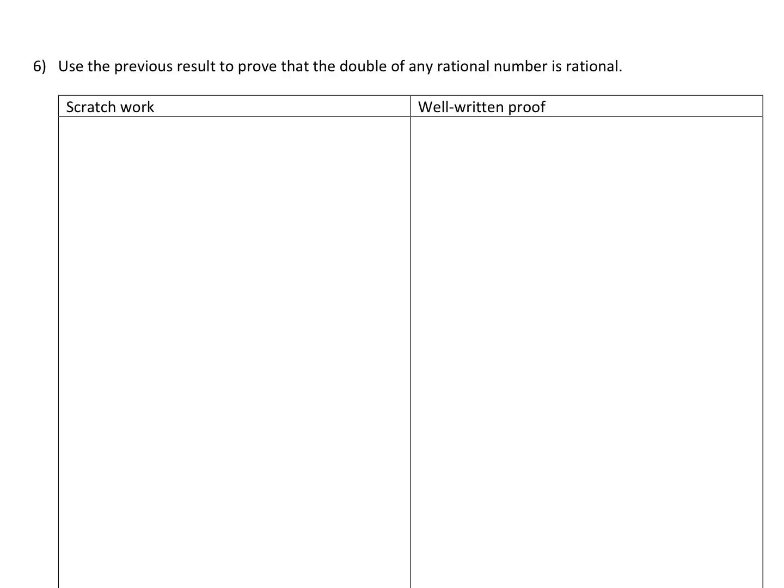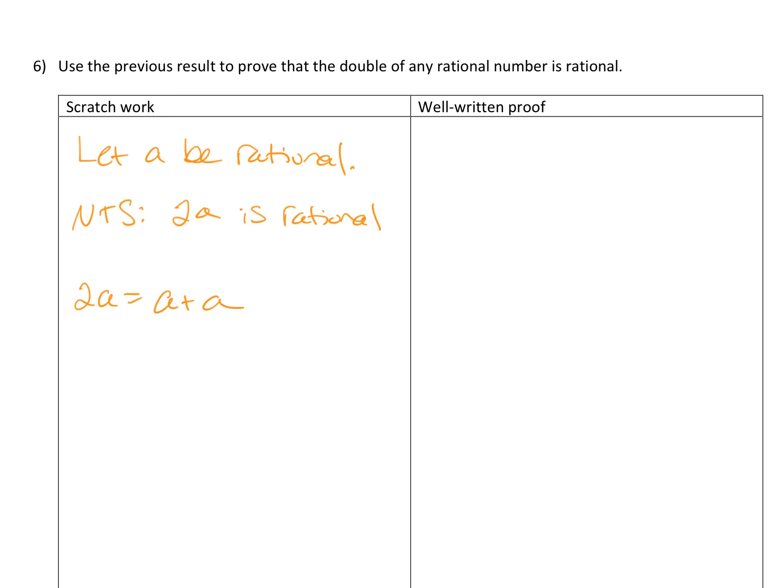Use the previous result, the one we just proved, to prove that the double of any rational number is rational. So to set up this proof, I would say let a be rational. And I would need to show that 2a, the double, is rational. And if I want to use the previous result, I could say, well, 2a is just a plus a, and I know that the sum of two rationals is rational. I just proved that. I know it's true now. So that's it. Let's just write it formally.